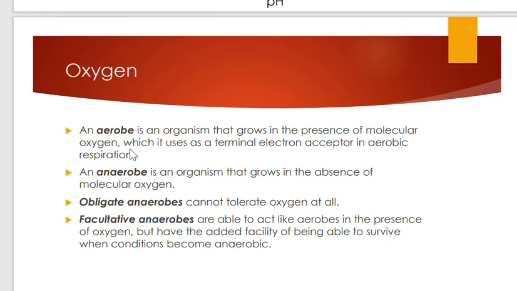So again, we have aerobic microorganisms, anaerobic microorganisms, and then obligate anaerobes, and lastly we have your facultative anaerobic microorganisms, which can grow with the presence as well as with the absence of oxygen.